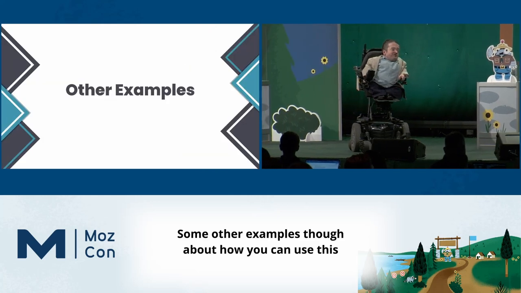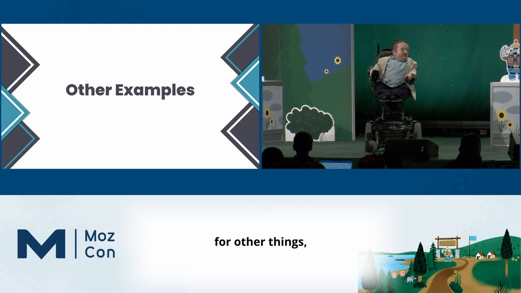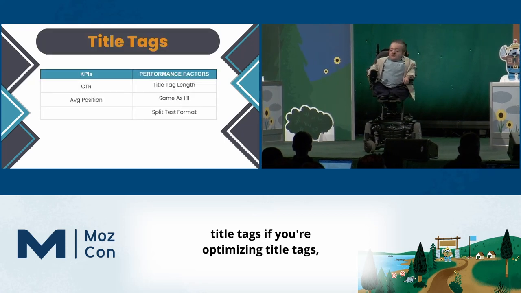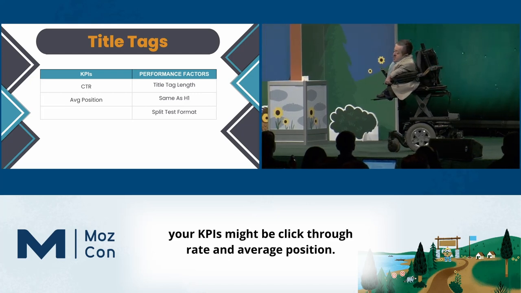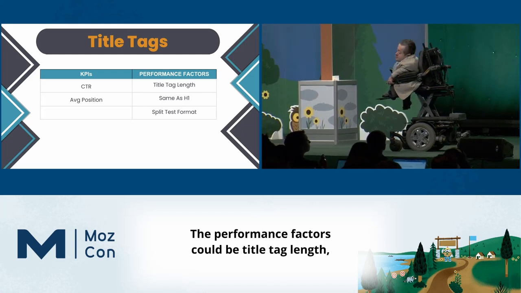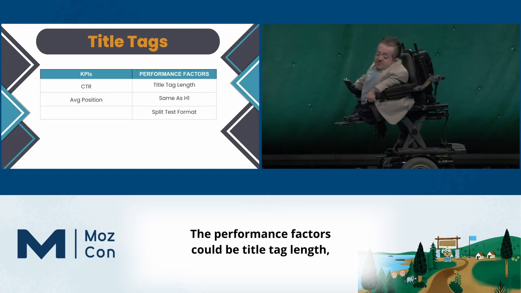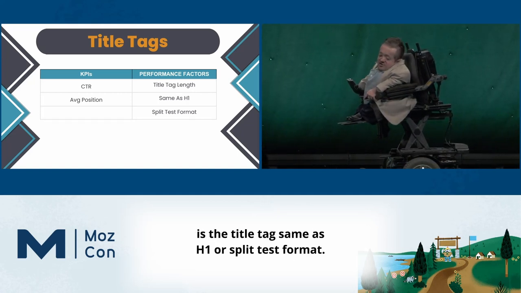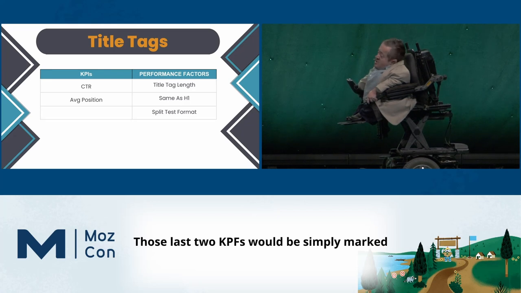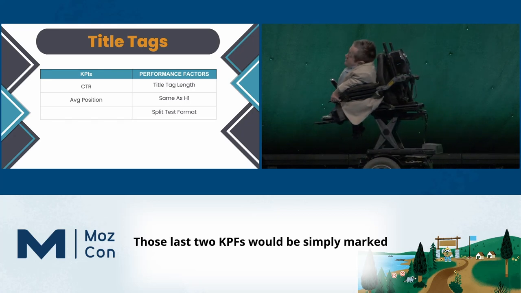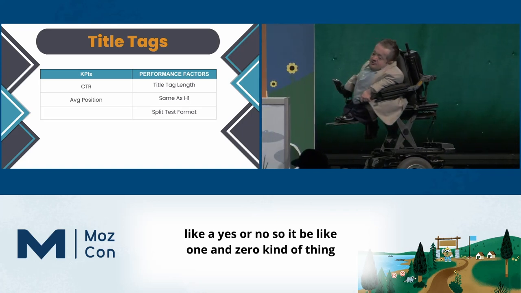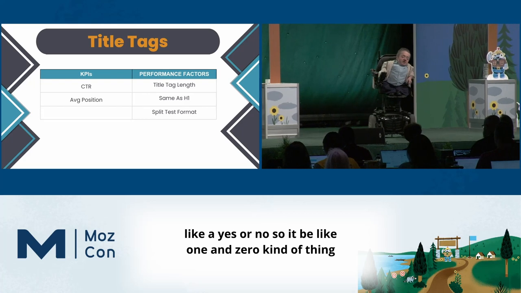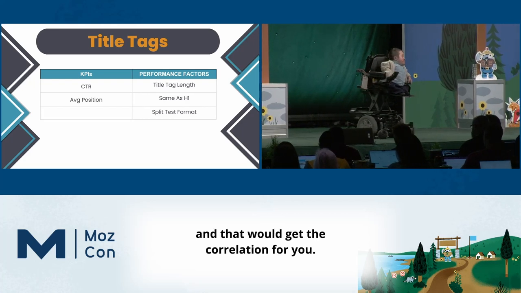Some other examples, though, about how you can use this for other things. Title tags, if you're optimizing title tags, your KPIs might be click-through rate and average position. The performance factors could be title tag length. Or is the title tag same as H1 or split test format? Those last two KPFs would be simply marked in the spreadsheet as like a binary number, like a yes or no, so it'd be like 1 and 0 kind of thing, and that would get the correlation for you.